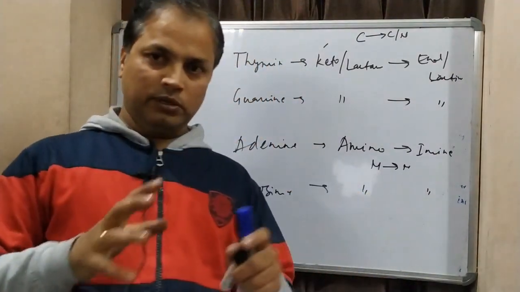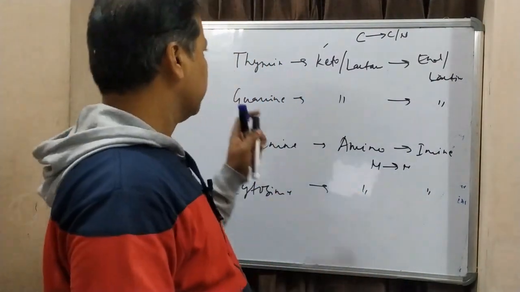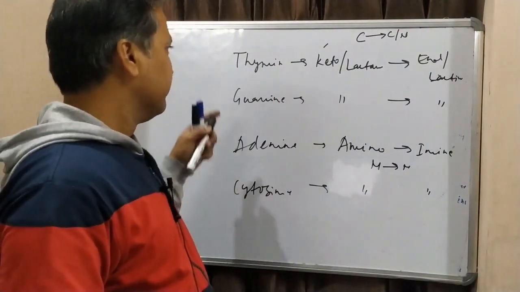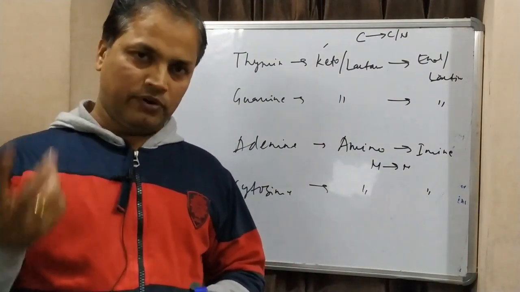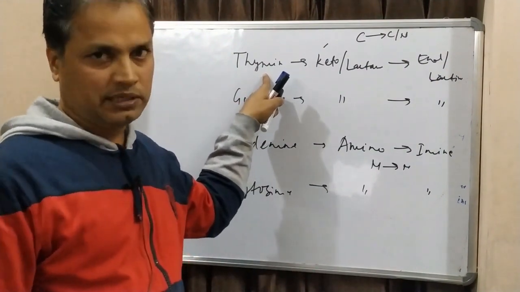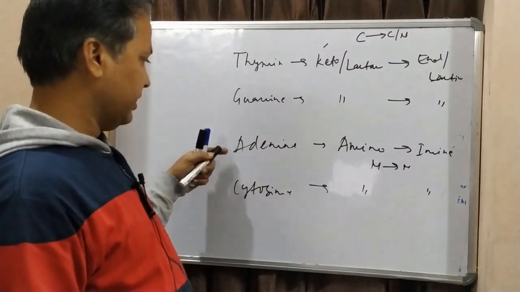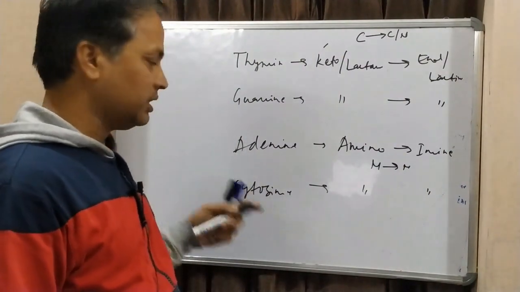Normally in DNA, four different nitrogenous bases are present: thymine, guanine, cytosine and adenine. So two purines and two pyrimidines. In case of RNA, we don't have thymine. Thymine is replaced by uracil. So in RNA we have four types of nitrogenous bases: guanine, adenine, cytosine and uracil. In DNA we have thymine, guanine, adenine and cytosine.